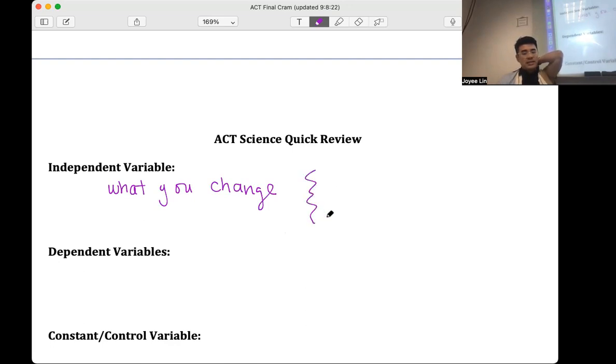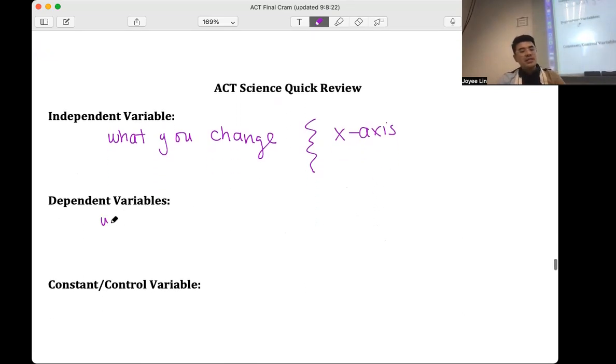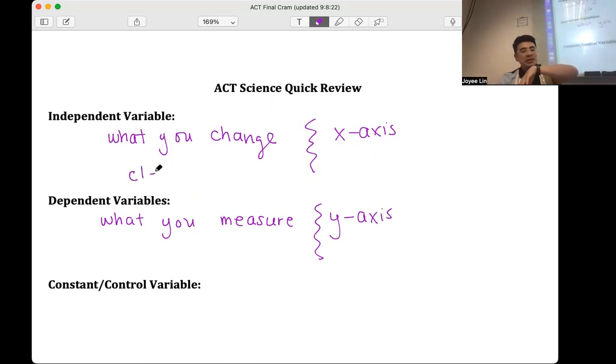Which axis? X-axis, right? What you change is the x-axis. What's the dependent variable? What you measure. Usually the y-axis, right? Which one's clean? Which one's messy? Clean, right? You go 10, 20, 30, 40. Dependent: 2.57. Right? Lots of decimal places.